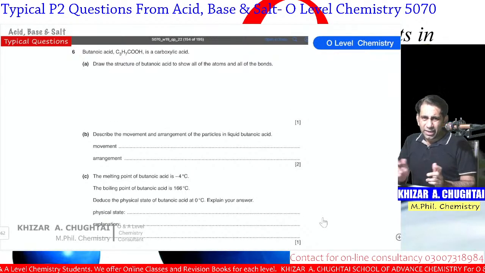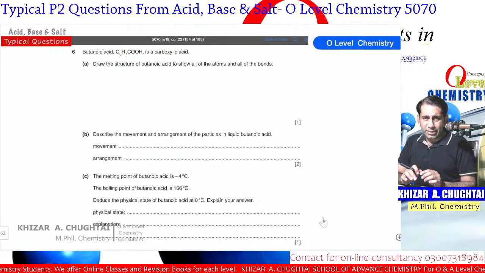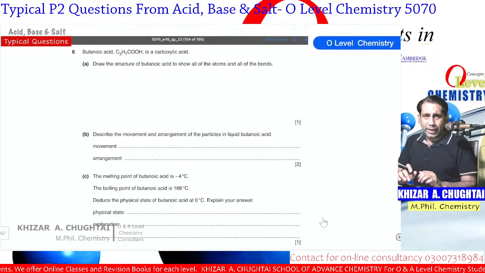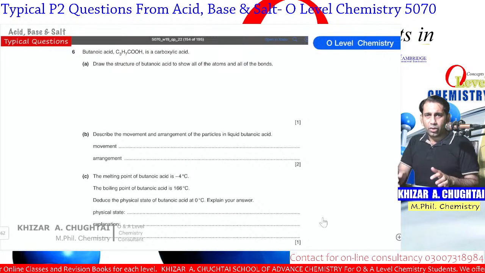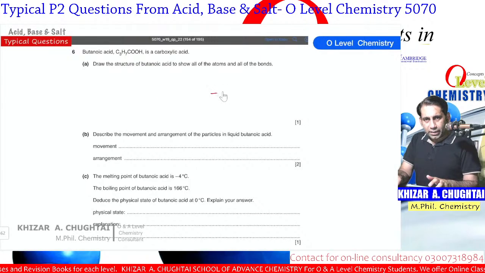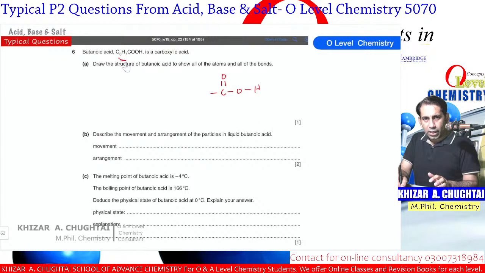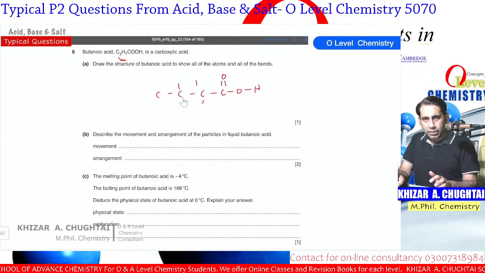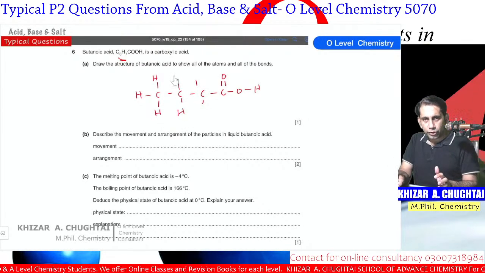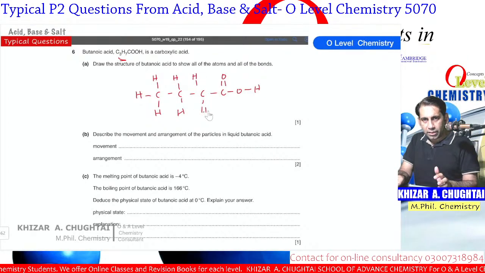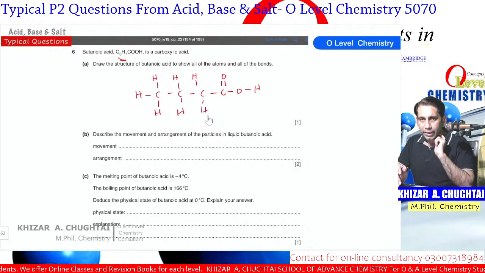Butanoic acid, that is again, unfortunately, a carboxylic acid. Draw the structure of butanoic acid to show all the atoms and all the bonds. Once again, this is the group that is said to be the acidic group, carboxylic acid, and the rest is 3 carbons and 7 hydrogens. Each carbon's valency must be fully satisfied, so I'm going to distribute the hydrogens over here, and this is the displayed formula of butanoic acid.